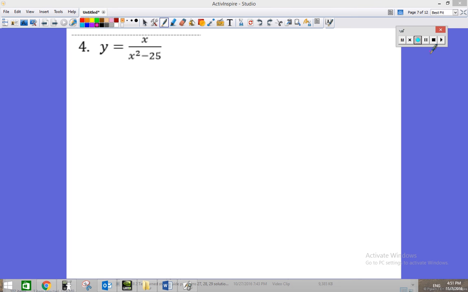Alright, so I think I'm recording. Let's take a look at this problem number 4. We're given a relation that y is equal to x divided by the quantity x squared minus 25, and I'm asked to find the domain and range.